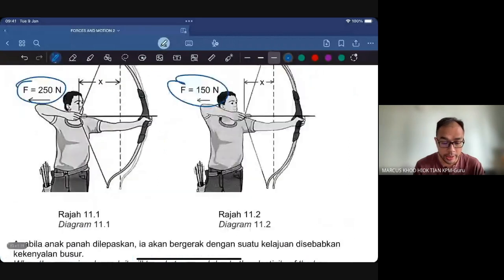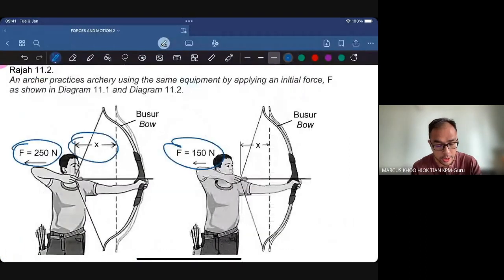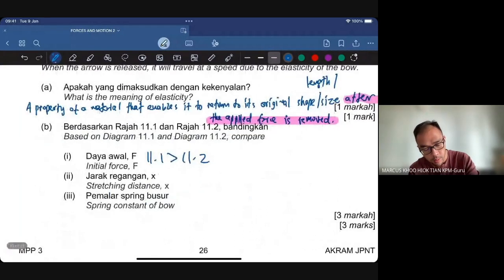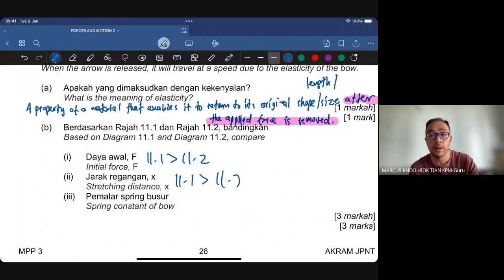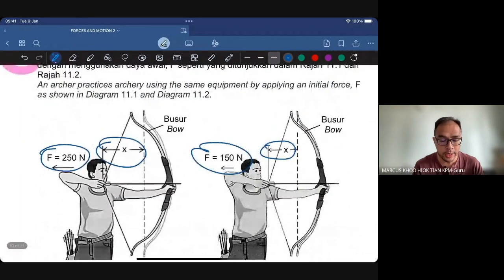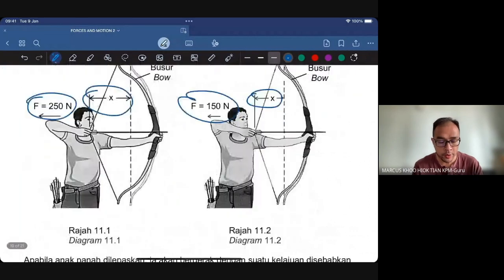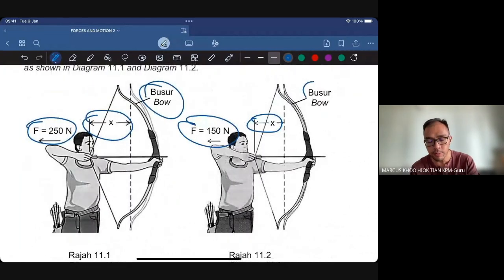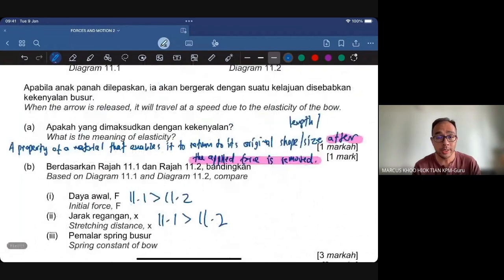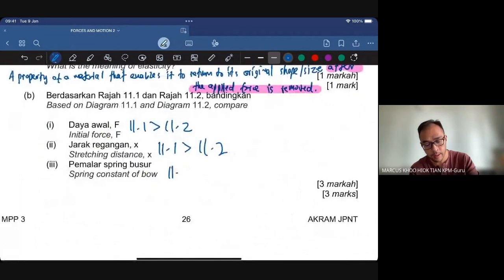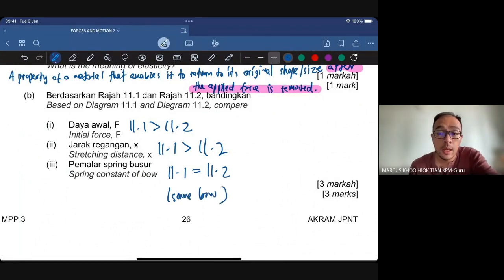Okay, the stretching distance, notice the distance over here is also the same, 11.1 bigger than 11.2. The spring constant of the bow, since they're using the same kind of bow, the spring constant is the same. Same bow, so the spring constant is the same. I think it's not that difficult.